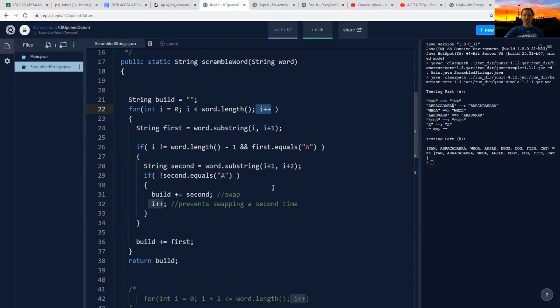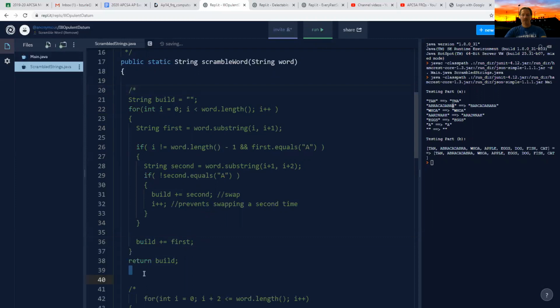Under most circumstances, when I'm not swapping, I'll only want to advance 1 index, and I'll just put 1 letter into the string. But in cases where I'm putting 2 letters in, I want to advance 2 indexes. Okay, so that code works. I tested it out earlier.